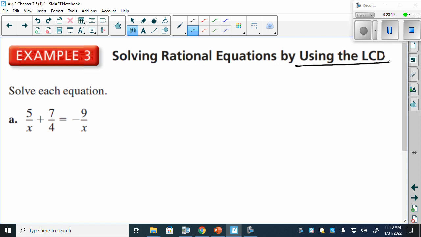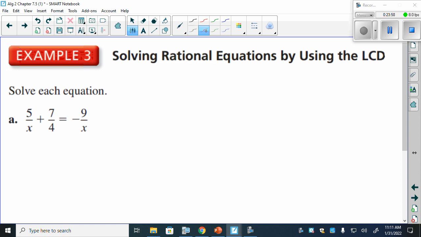Solving rational equations by using a least common denominator. Now they change it from cross multiplication to least common denominator because I don't have one rational expression on either side. On one side I now have 2. If I wanted to use cross multiplication, and it is possible, I would need to add these 2 fractions together so that I have one fraction on either side, and we can cross multiply. But that's unnecessary, because we can use the least common denominator, what we've been doing on the last ones, to solve this.